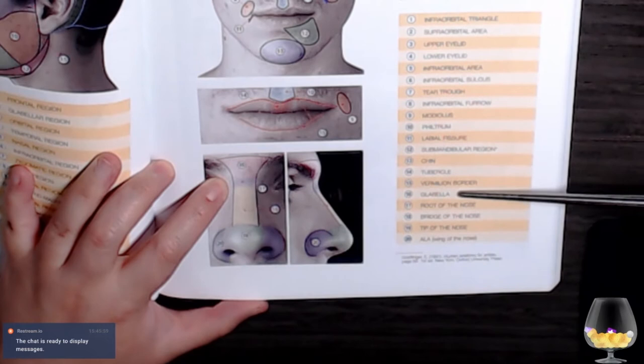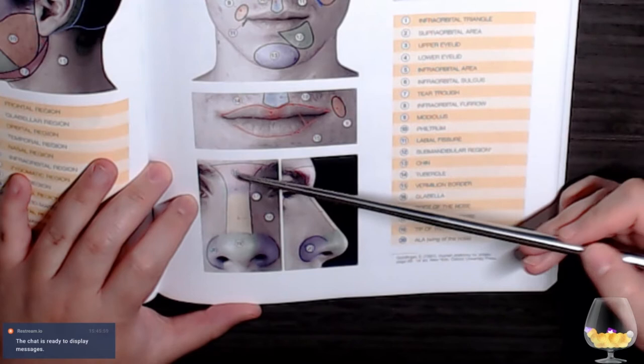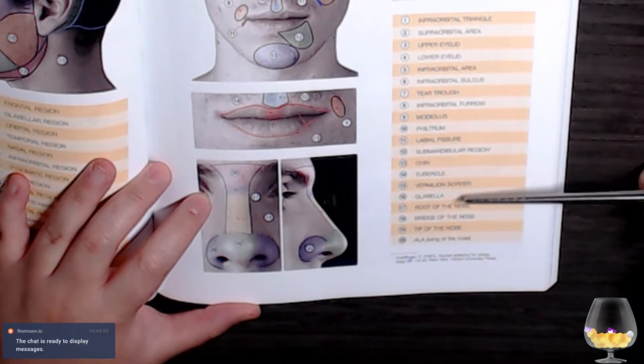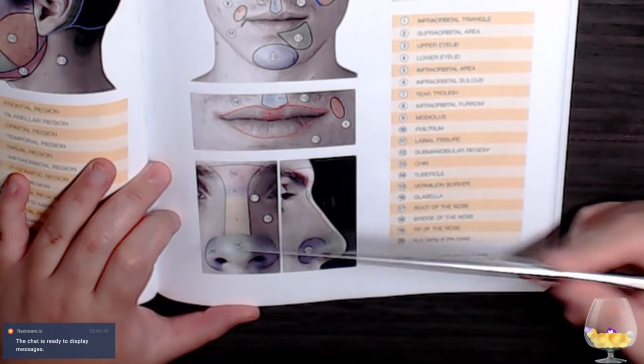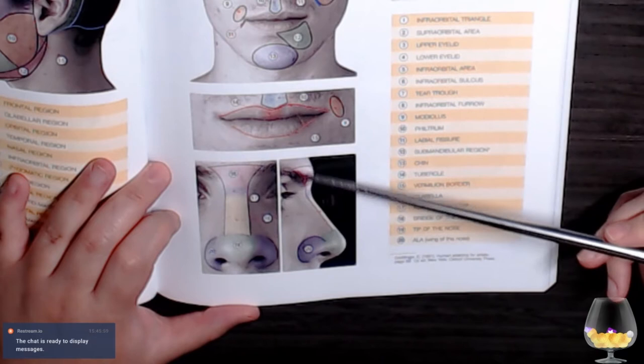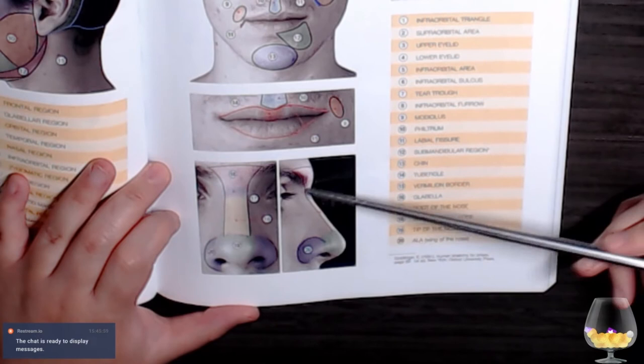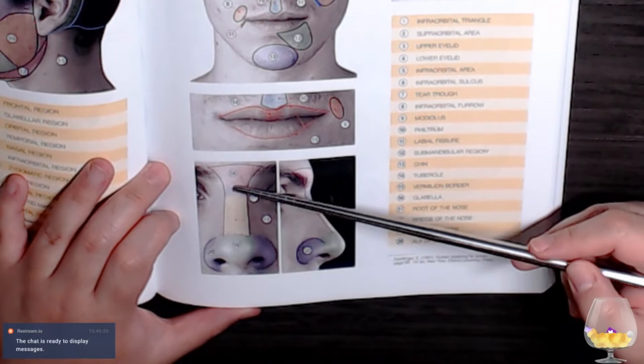So technically, I guess the root that we saw earlier of the nose that was between the eyebrows is, in this case, called the glabella. And then 17 is the root of the nose. Oh, interesting. So the glabella is actually the part of the forehead that is between the eyebrows, while the part that leans in, the connecting part between the forehead and the nose, is the root of the nose, which is this part, 17.